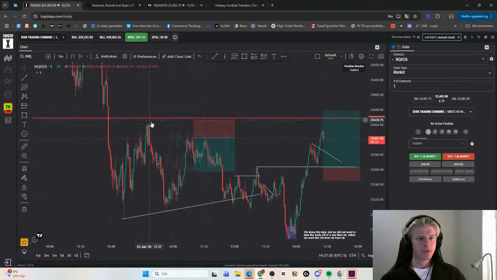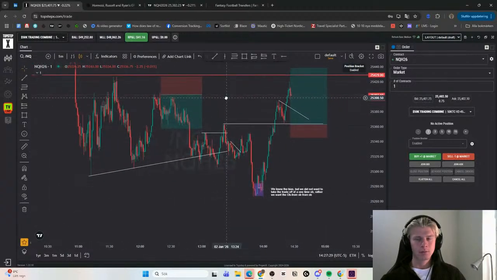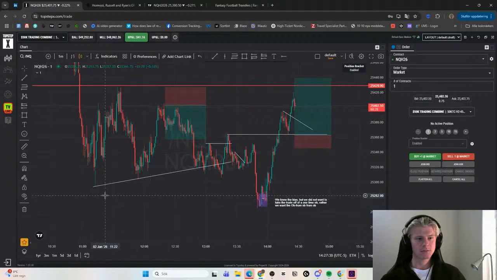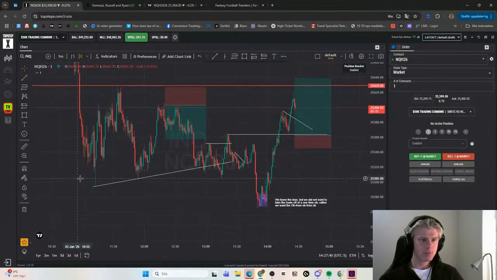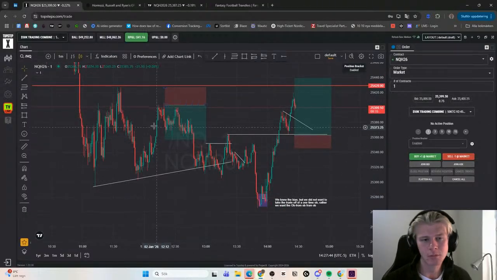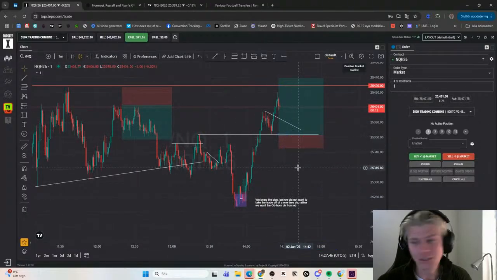But clear draw here. The draw is because this whole move down here was the engineering move to build up liquidity above this one, right? Look at the 50-minute. Think what retail does when they see that move, and you'll see the logic.